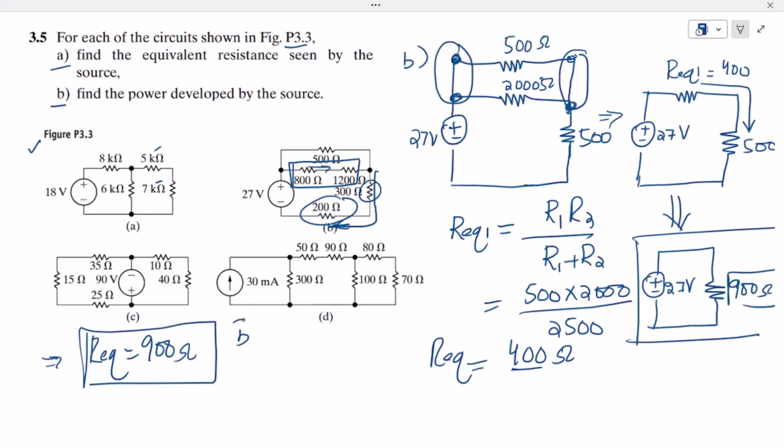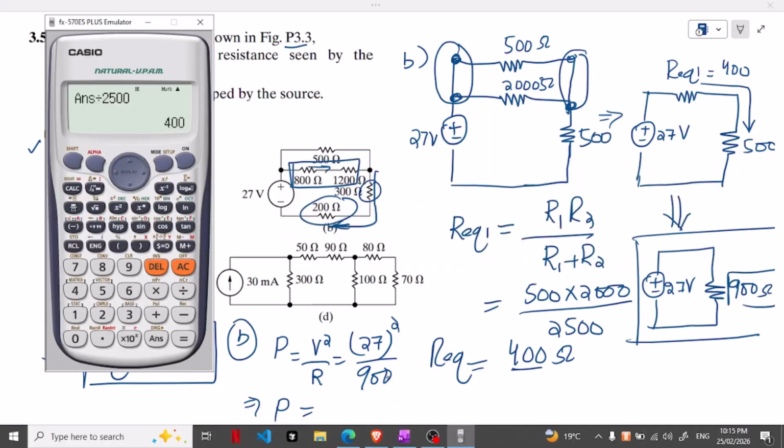In part B, as we have seen previously, the value of power is V square divided by R. The value of V is now 27, whole square. The value of R is 900. So finding it out, it will be what?